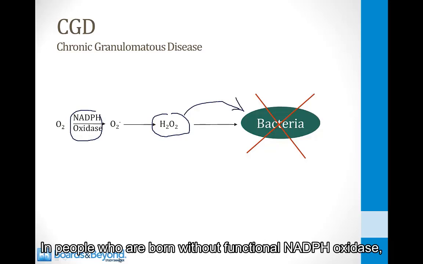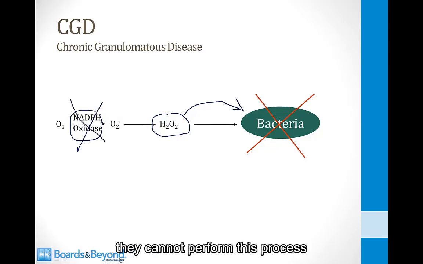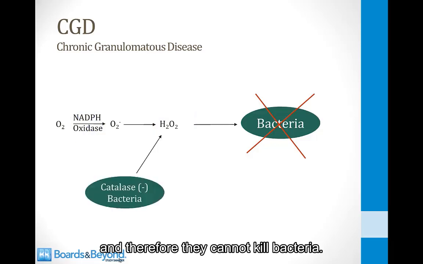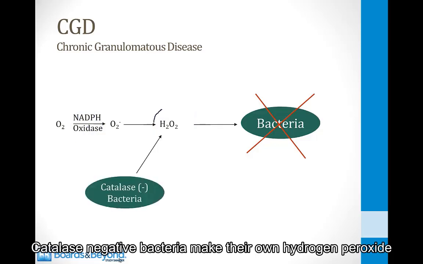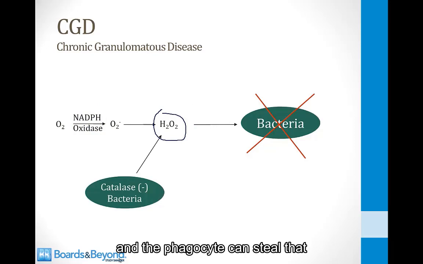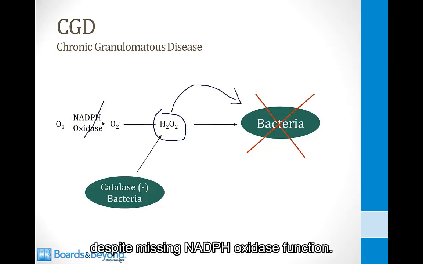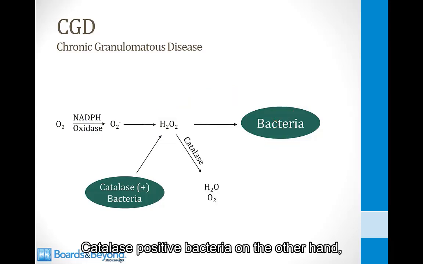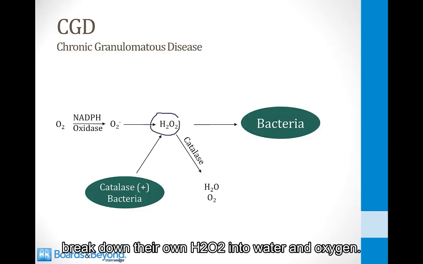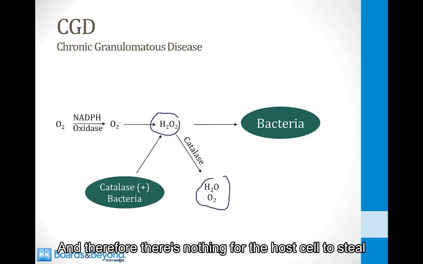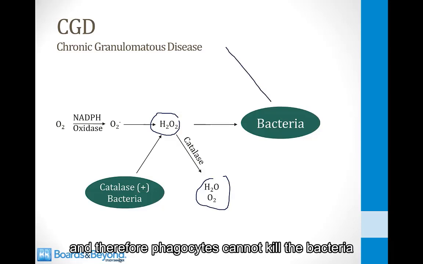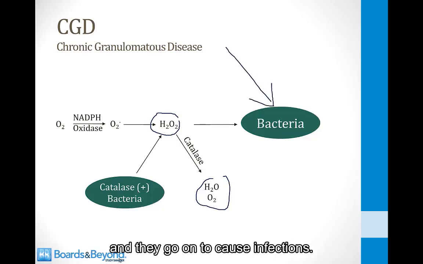In people who are born without functional NADPH oxidase, they cannot perform this process called the respiratory burst, and therefore they cannot kill bacteria. Catalase-negative bacteria make their own hydrogen peroxide, and the phagocyte can steal that and use it to kill the bacteria. Therefore, they can kill bacteria despite missing NADPH oxidase function. Catalase-positive bacteria, on the other hand, break down their own H2O2 into water and oxygen, and therefore there's nothing for the host cell to steal, and therefore phagocytes cannot kill the bacteria and they go on to cause infections.